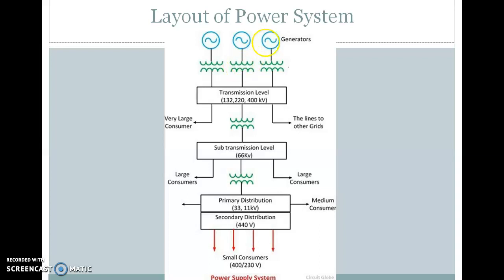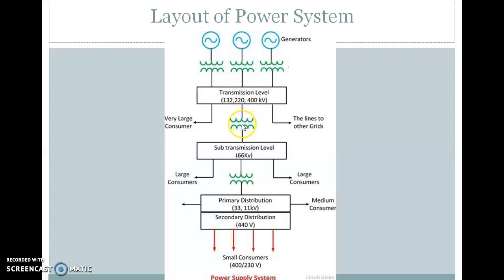For that, we increase the voltage level from 11 kV to a higher value of 132, 110, 220, or 400 kV. Okay, so you can use 110 instead of 132. So 110, 220 or 400 kV is the transmission level, or primary transmission level. Okay, primary transmission: the 110, 220, 400 denotes primary transmission.